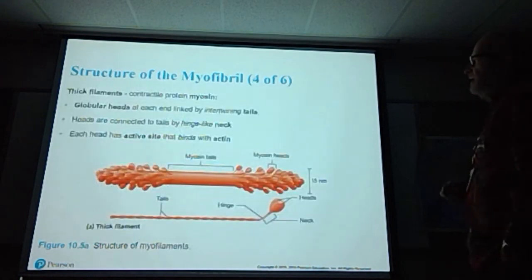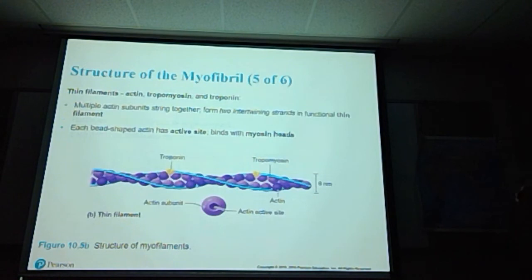Thick filaments contain, again, the protein myosin. They have globular heads on this end. At each end, it's linked by intertwining with the tails. The heads are connected to the tails by a hinge-like neck. That's this structure here. And each head has an active site that binds with actin. Here is the actin. That's where the heads of the thick filaments are going to bind.